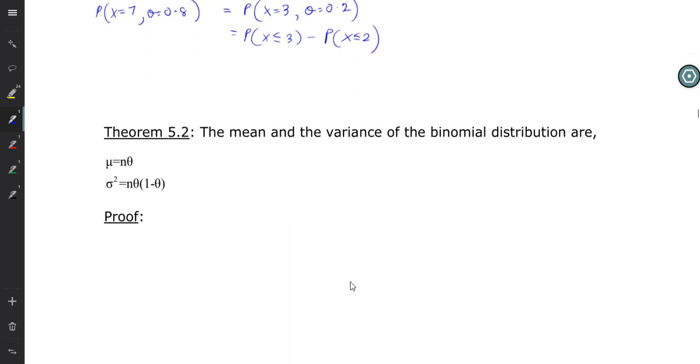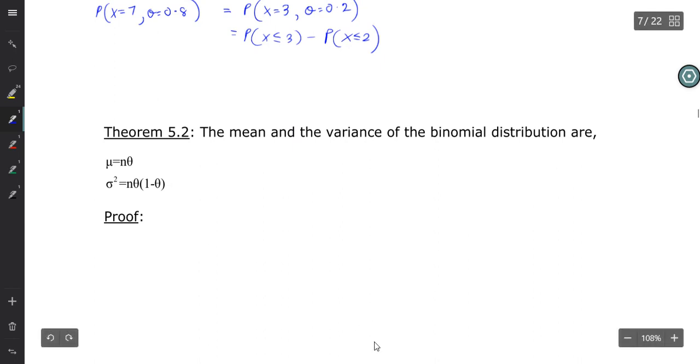Next we look at how to find or derive the mean and the variance of the binomial random distribution, or binomial random variable. The mean is represented as n times theta, and the variance as n times theta times 1 minus theta. This is very easy to remember. Okay, let's try to prove this one.